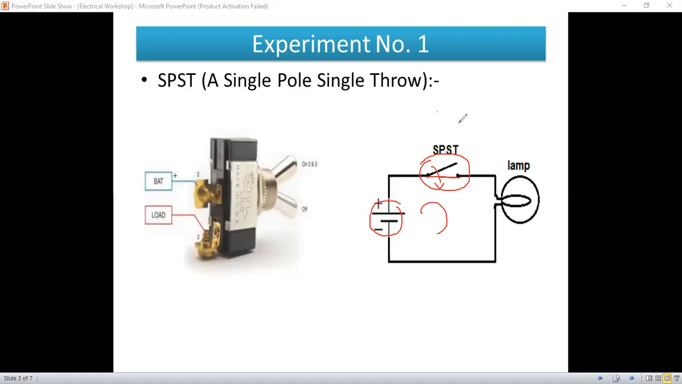The meaning of pole, as I have told you, refers to controlling a circuit. That means a single pole will control a single circuit. It will control a single circuit, that is SPST.